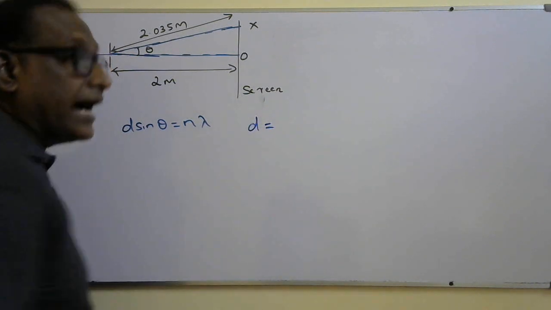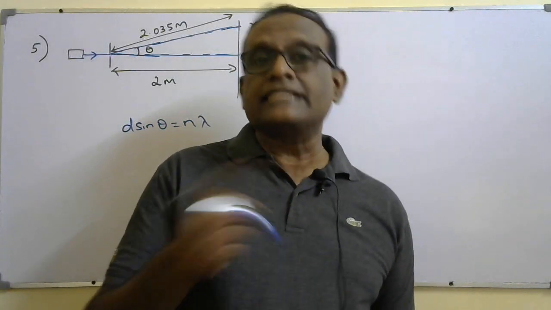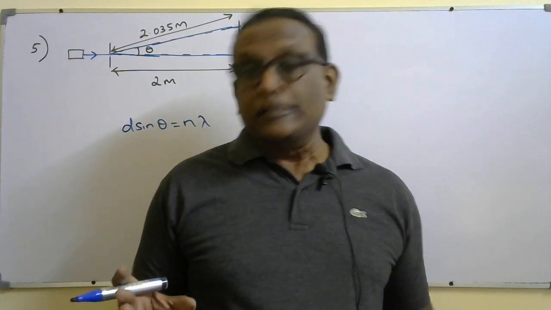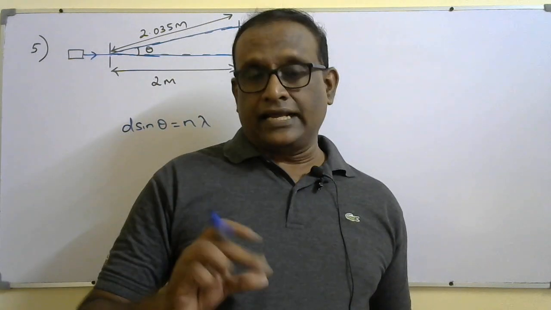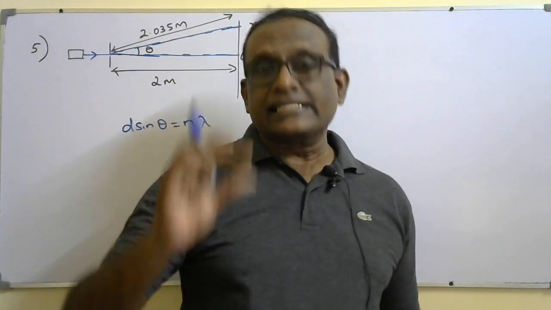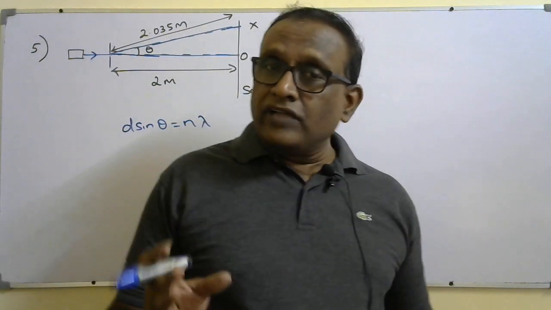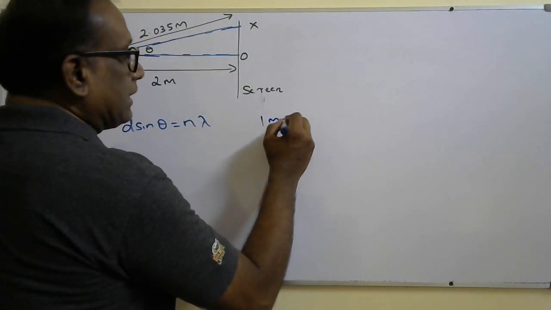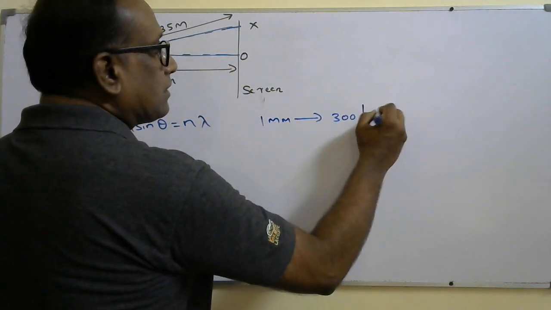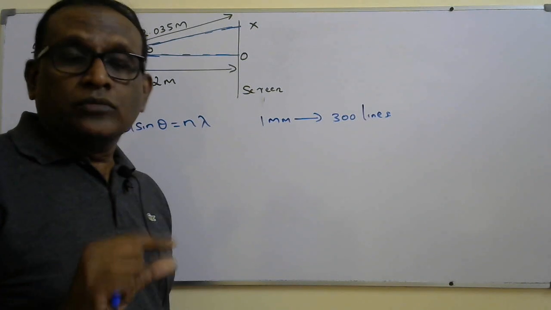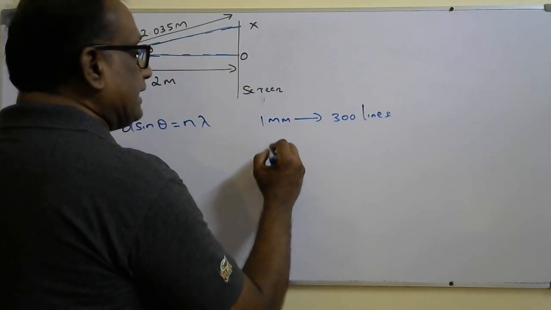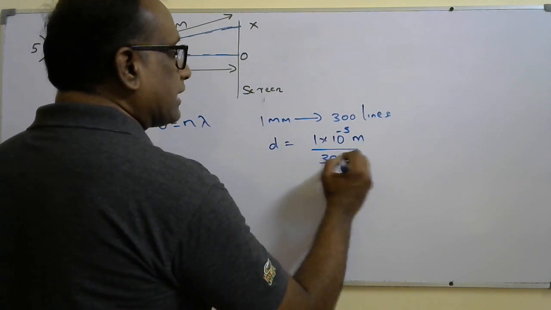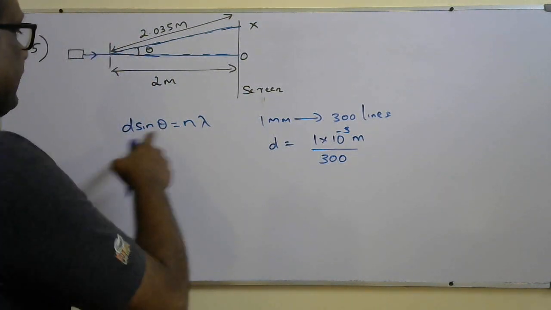So d means... number of lines per millimeter is given, which is 300 lines per millimeter. Sorry, d is the distance between adjacent lines. I made a mistake. d is the distance between adjacent lines. But what is given is the number of lines per millimeter. So we know that in 1 millimeter, there are 300 lines. So the distance between adjacent lines, how much is it? In terms of meters, d is equal to 1 millimeter, converted to meters, 10 to the power minus 3 meters, over 300. That is d.